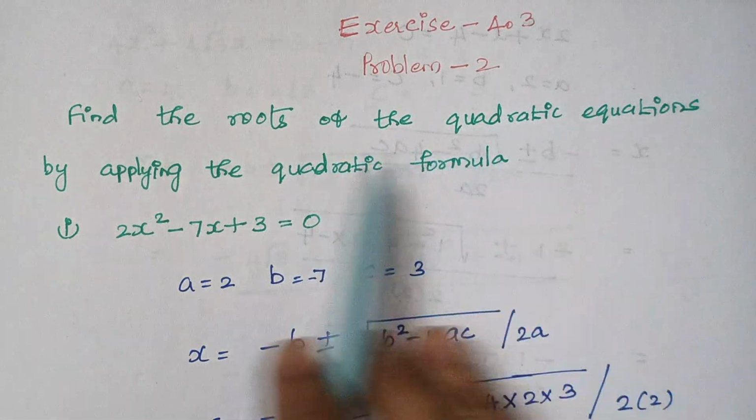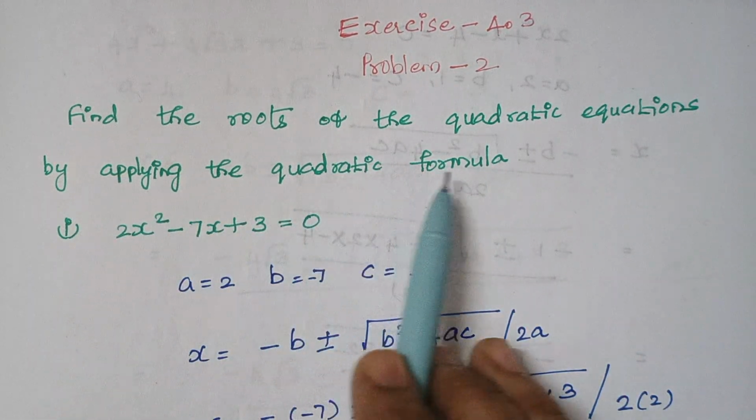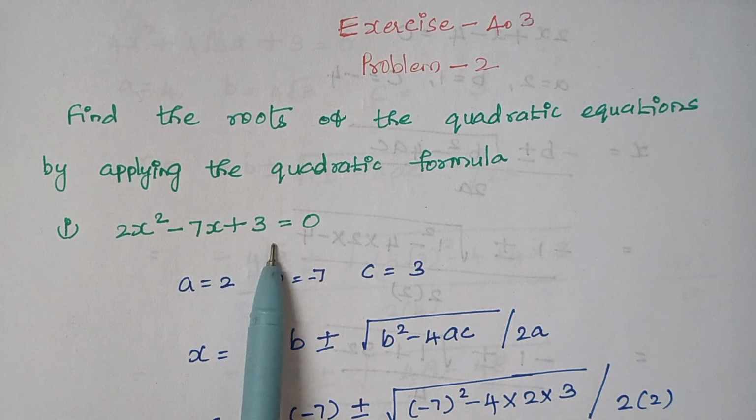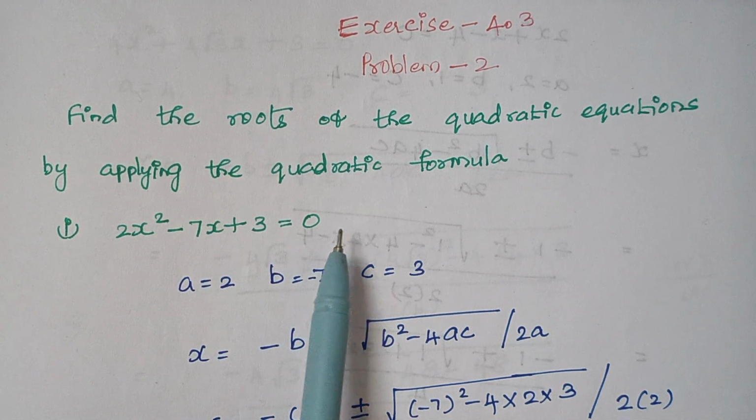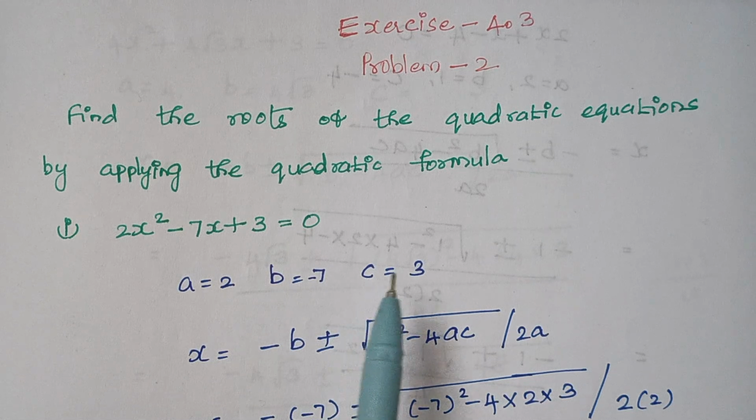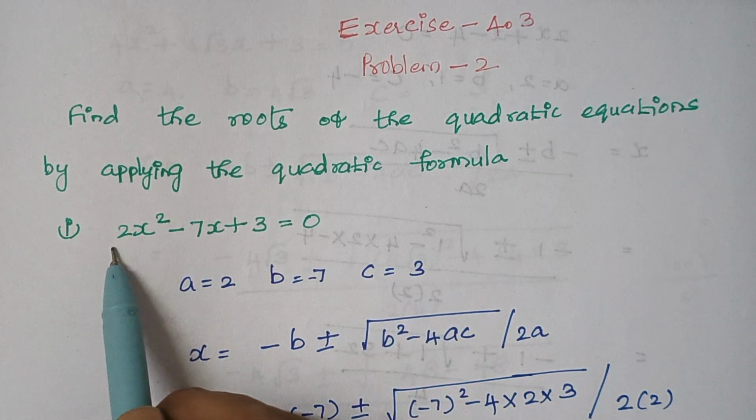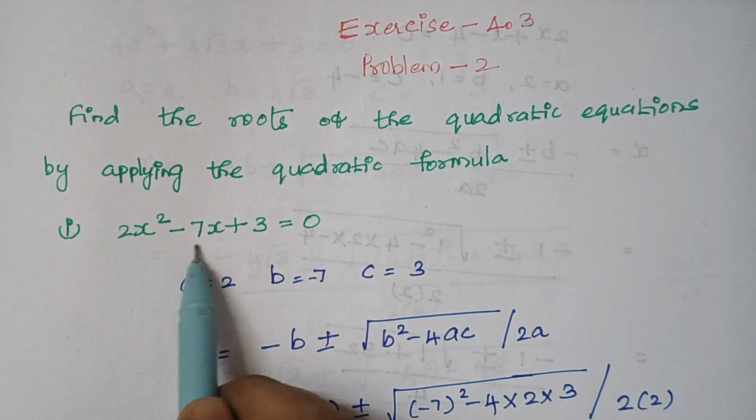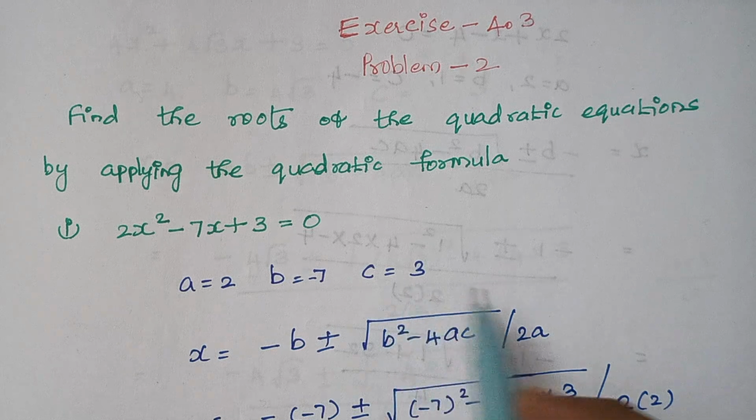Find the roots of the quadratic equations by applying the quadratic formula. The first problem is 2x square minus 7x plus 3 equal to 0. First we are going to list out the values of a, b and c. The value of a, that is coefficient of x square, is 2. The value of b is minus 7 and the value of c is 3.